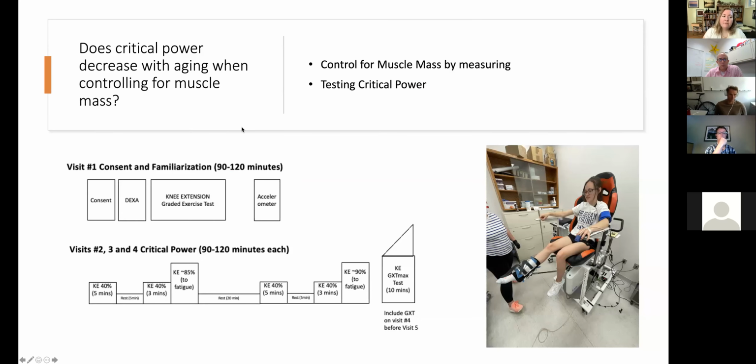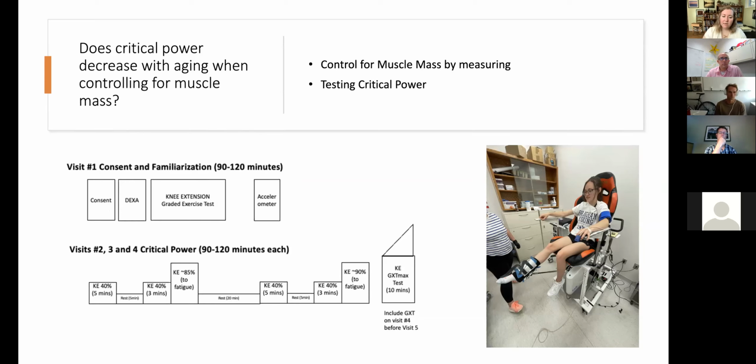So to answer my first question, does critical power decrease with aging when controlling for muscle mass? We will do our visits 1 through 4. On visit 1, we will have our subjects come in and we will consent them. And then we will do a DEXA scan as well as thigh measurements to determine the muscle mass of the quad. After that, we will have them do a graded exercise test in the knee extension to help with some familiarization. It takes a little bit to get used to.